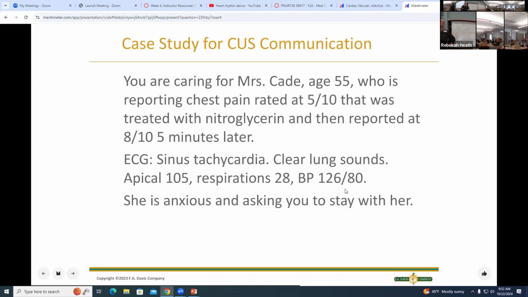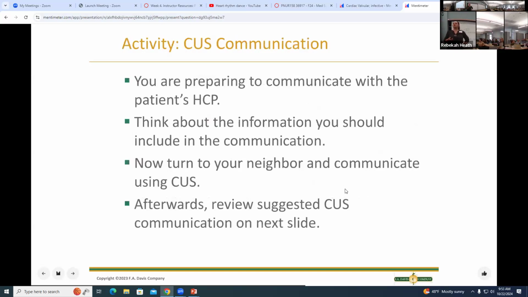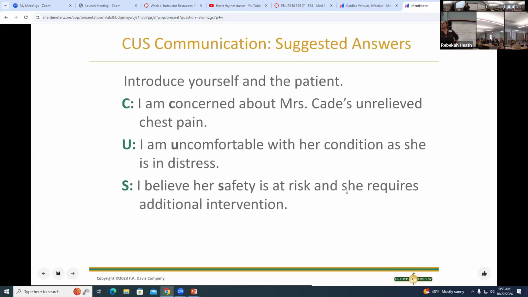All right, so let's bring it back together. Let's see what Davis said for what they would recommend. So for C, you would introduce yourself and let them know who the patient is and say, I'm concerned about her unrelieved chest pain, or I'm uncomfortable with her condition and distress, or I believe her safety is at risk and she requires additional intervention.